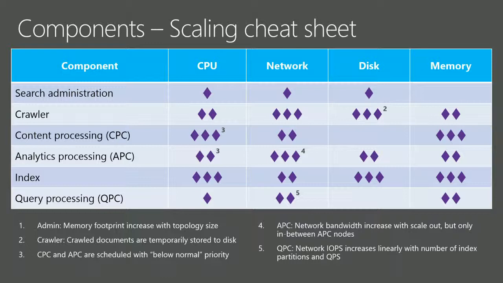The disk, Dan talked about that temporary disk cache, so that's where it's disk heavy. Content processing component is primarily CPU bound, and because it's stateless, we can instantiate content processing components where we have CPU capacity available to us.